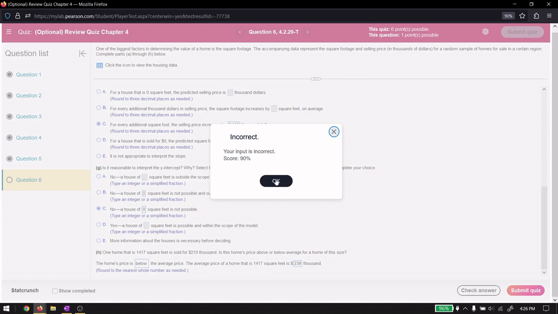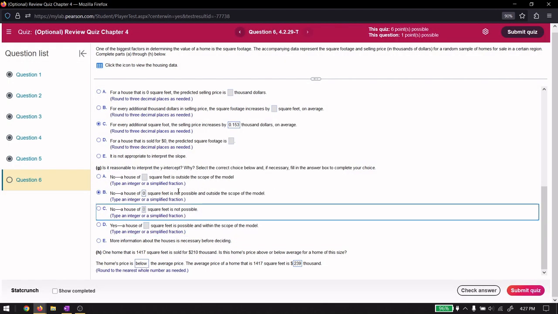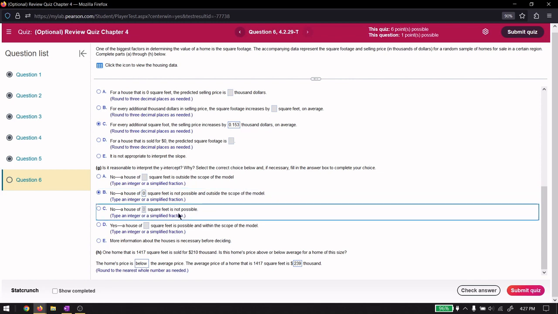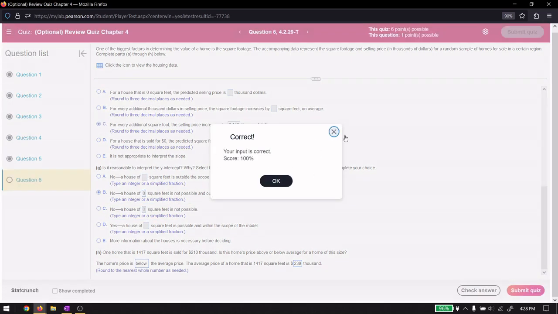Okay, let me see if I made a rounding error somewhere. Okay, it wasn't a rounding error. It was just that they wanted "not possible" and "outside the scope of this model." I don't know why outside the scope of the model matters, because it's just not possible. There's no point in looking at that, but that's what it wanted. It's still 0, and if you check the answer there, it's 100%.